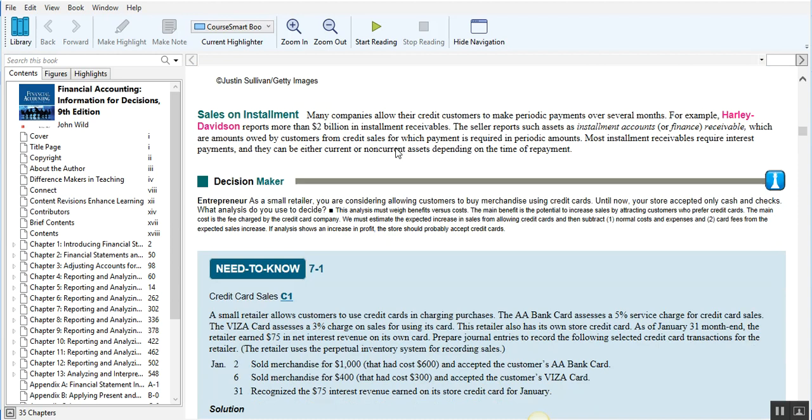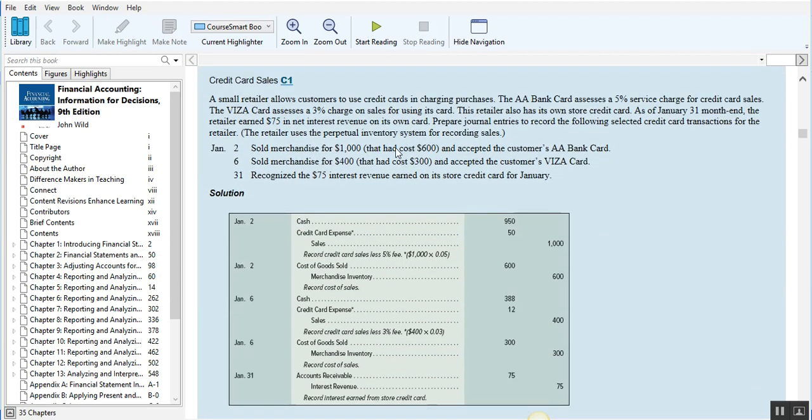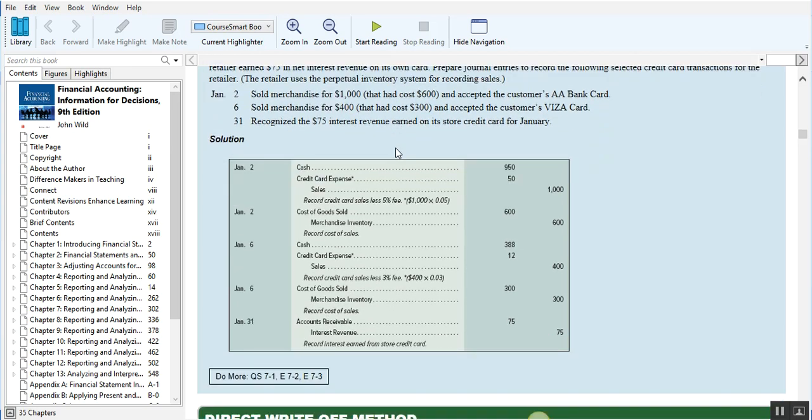So those are the main ways we're going to record transactions when we sell items on account. And this example here in Need to Know 7.1 goes through those kinds of transactions as examples. We have a sale on January 2nd on a bank credit card where there's a 5% fee. So we have the sale of $1,000. The 5% is going to be $50, and we'll have a difference of $950. That's the cash we received.